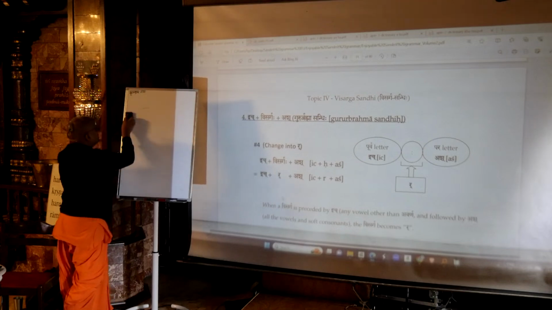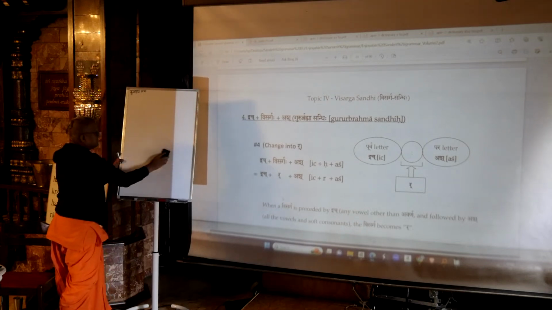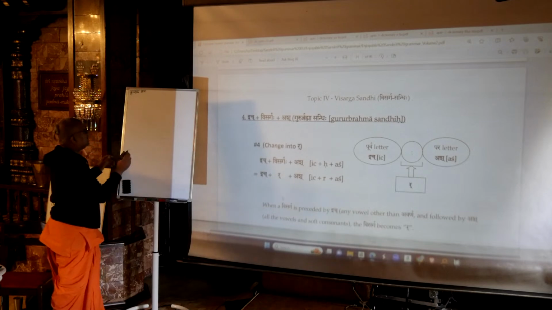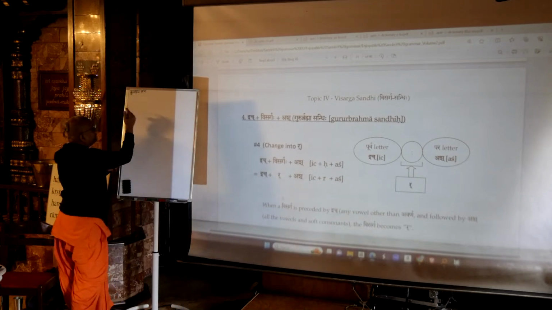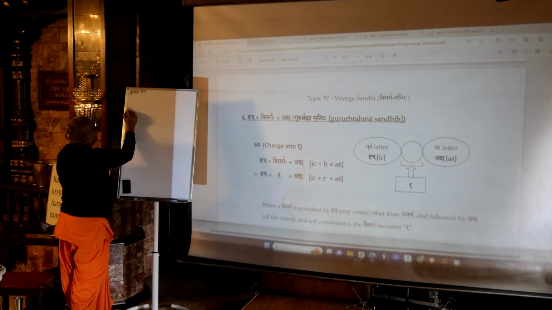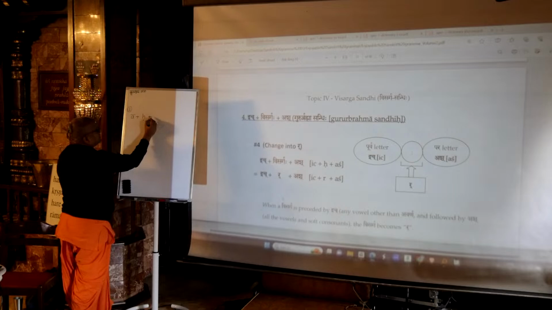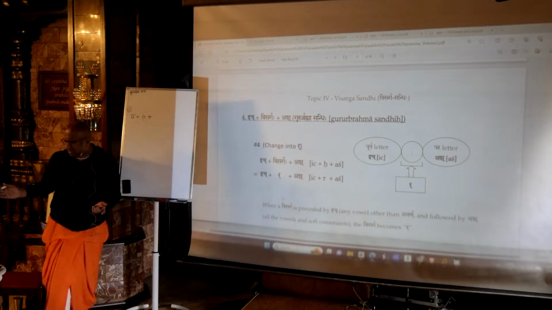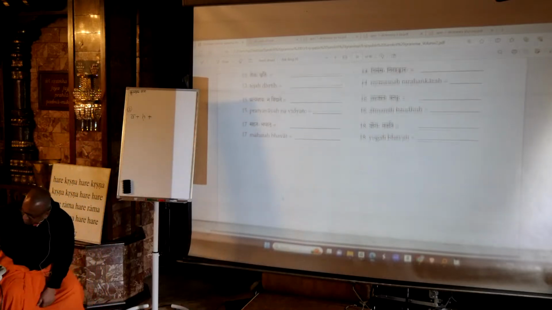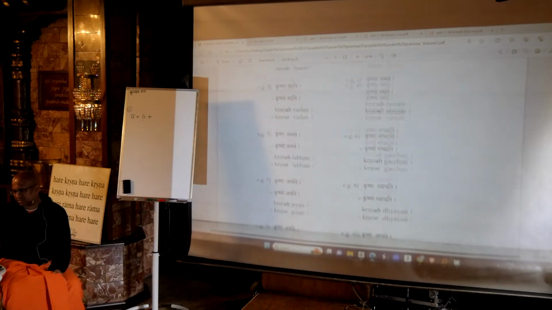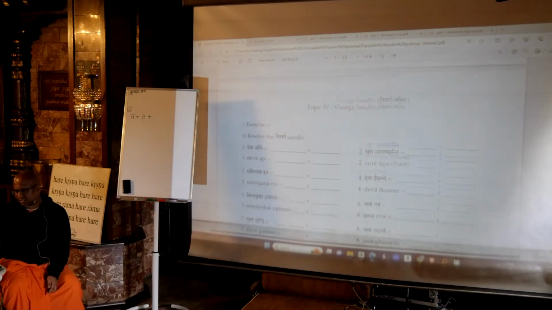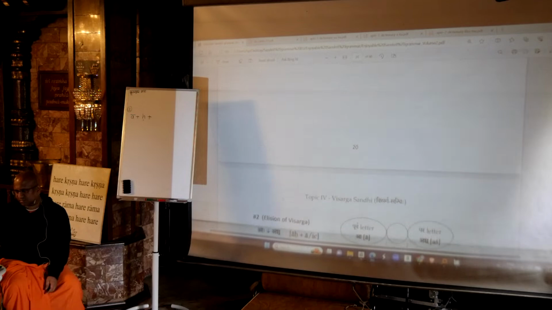We move on to the case where there is akara before the visarga. This is the second case now. There is akara before the visarga, then there is visarga, and after visarga, there is just one rule which basically drops the visarga. So it can all be just one thing, you can see.